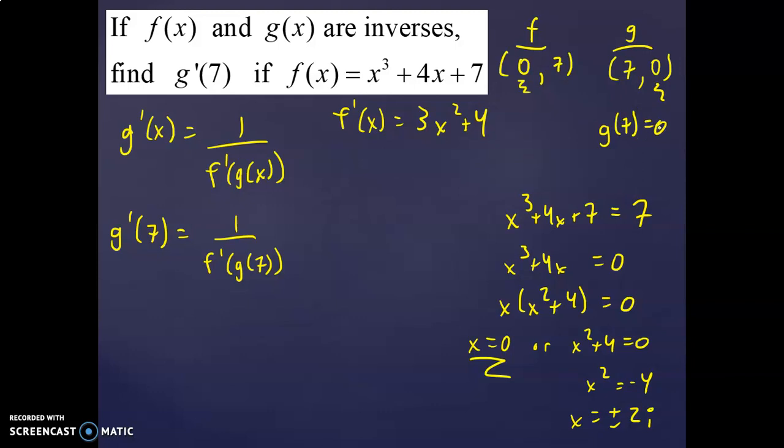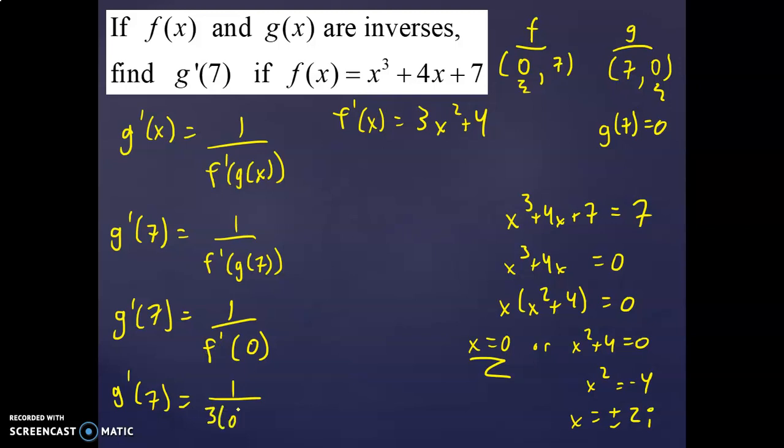So that's the number that I'm going to be plugging into f prime. So g prime of 7 is 1 over f prime of 0, because that's what g of 7 is. So g prime of 7 is 1 over, and then my equation for f prime is 3x squared plus 4, so 3 times 0 squared, plus 4, which would be 1/4.